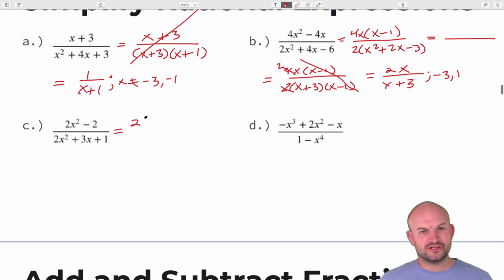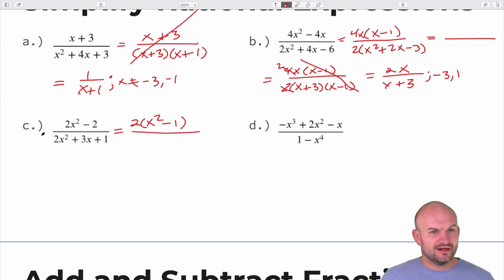All right, next one, let's go ahead and simplify here. Again, I can factor out a 2. So I get an x squared minus 1. Here, I can't really factor anything out, but I noticed that my last term is 1. I know that a trinomial, guys, is going to be a product of two factors, right? And they have to multiply to give me 2x and x.